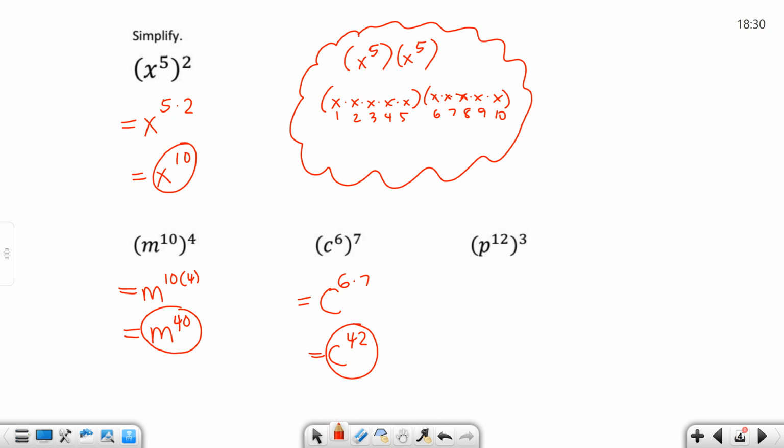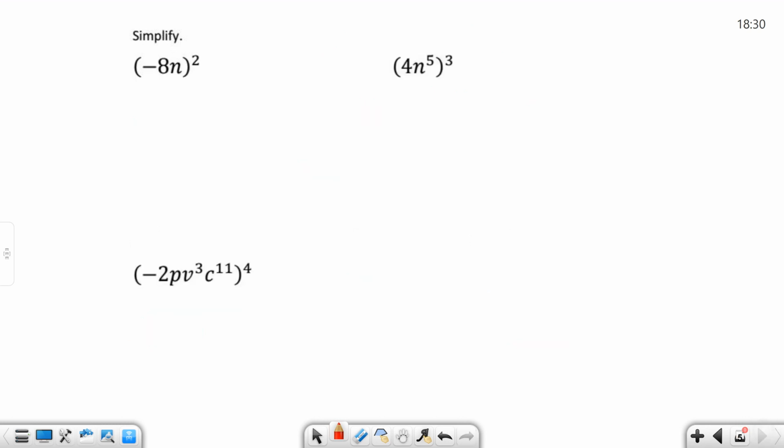And then p to the 12th to the 3rd. This is going to be p to the 12 times 3, which is going to be p to the what? 36. Okay? Again, one p, two exponents. That's when you multiply them together. All right? So all those are just what I call rule problems. Okay? Literally, you're just applying the rule.